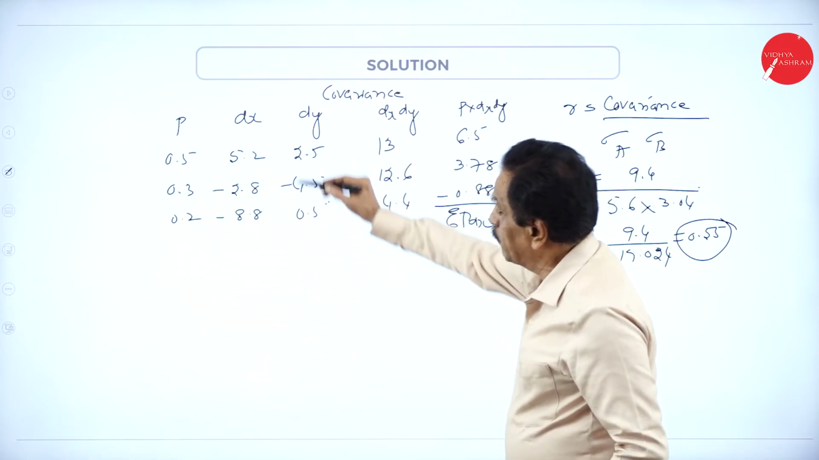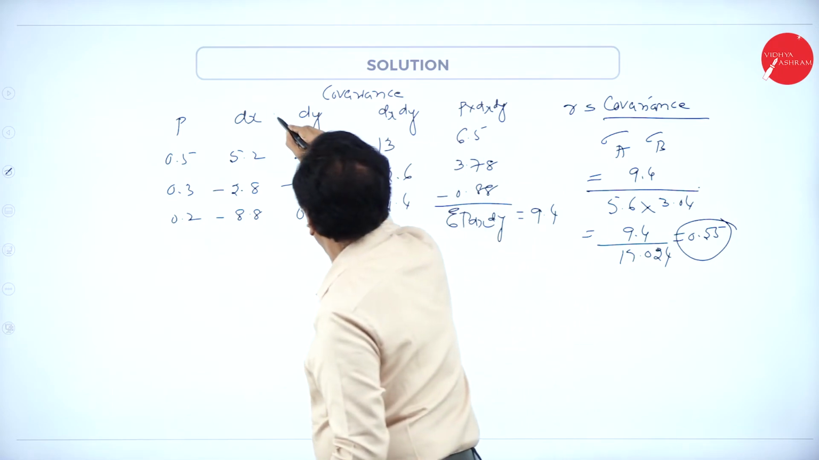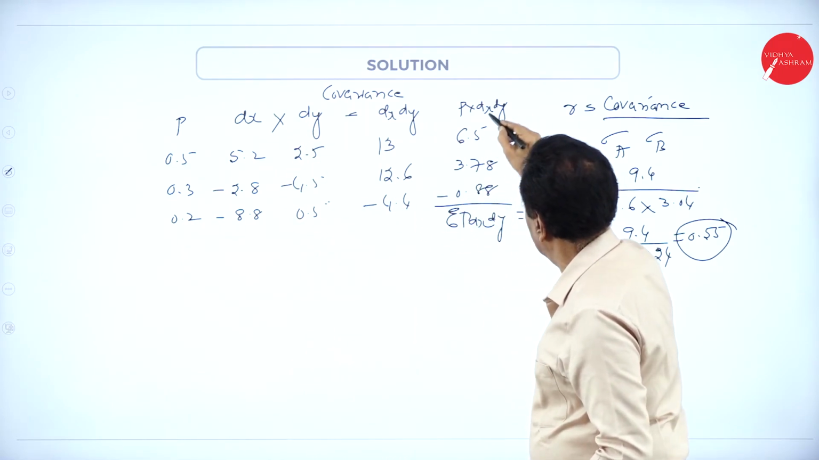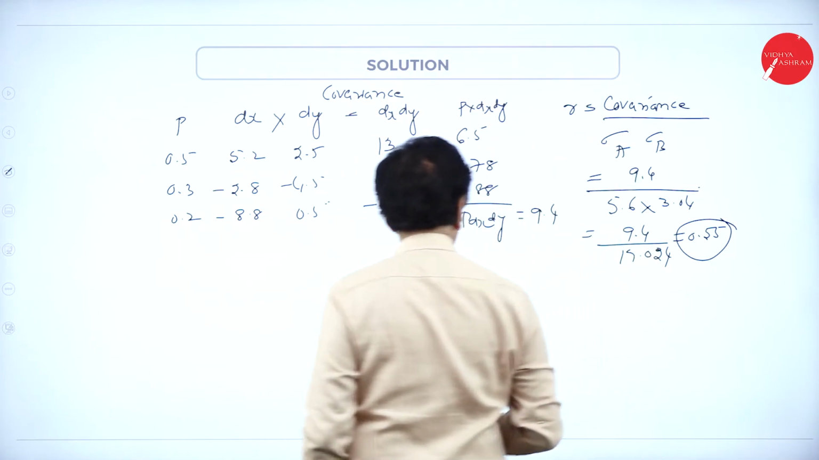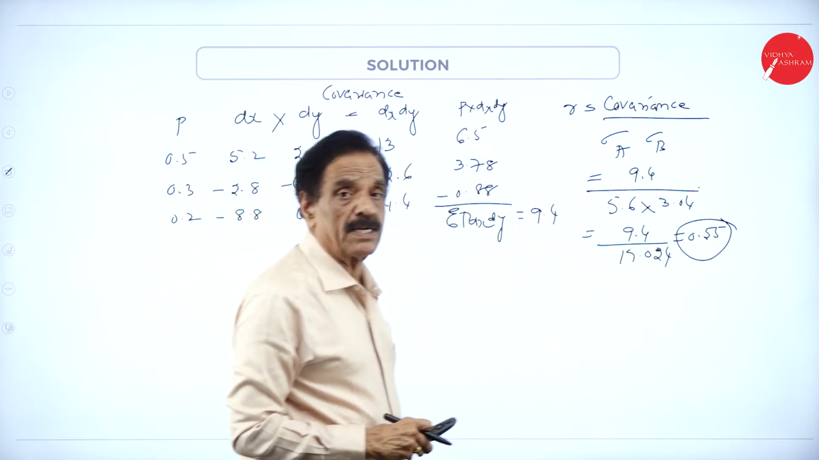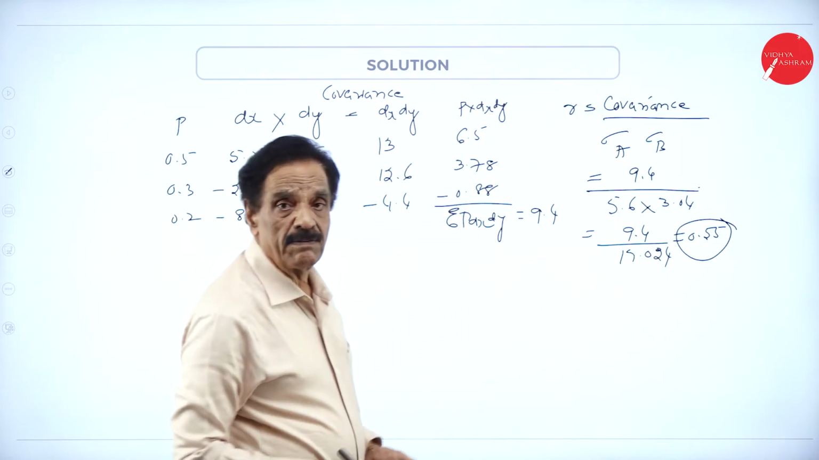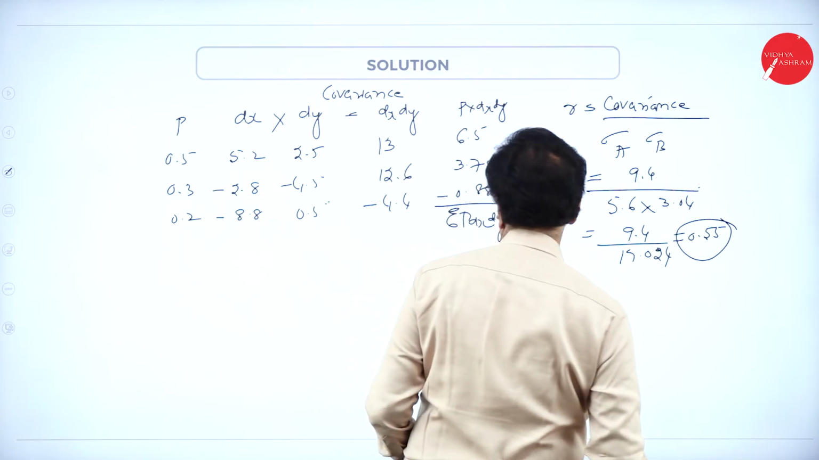You take the probability, deviation of x, deviation of y, and multiply. This is multiplied by P, probability. This gives P dx dy, that is your covariance. Covariance is 9.4 divided by standard deviation A, standard deviation B. It comes to 0.55, which is your correlation. That is the correlation you got.